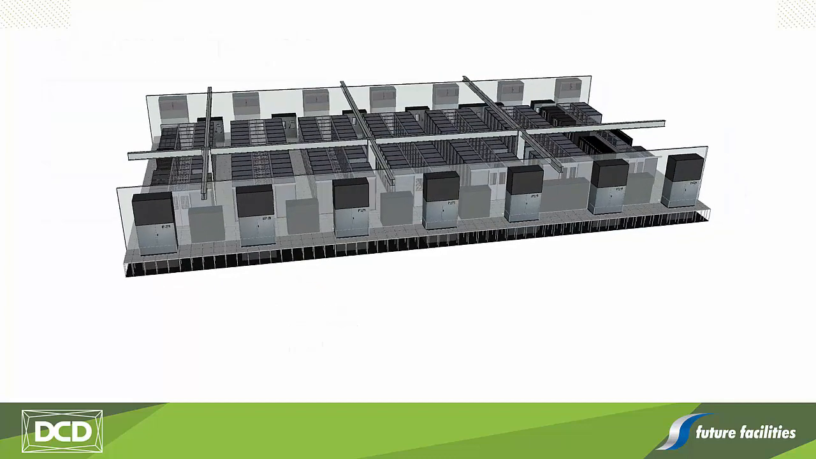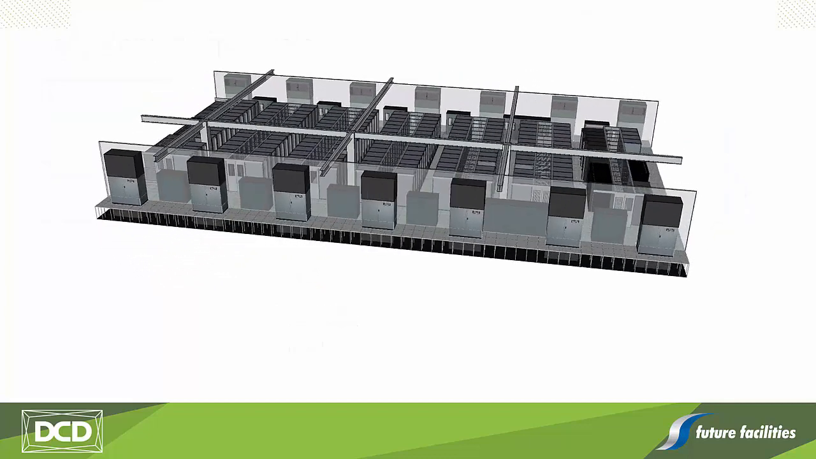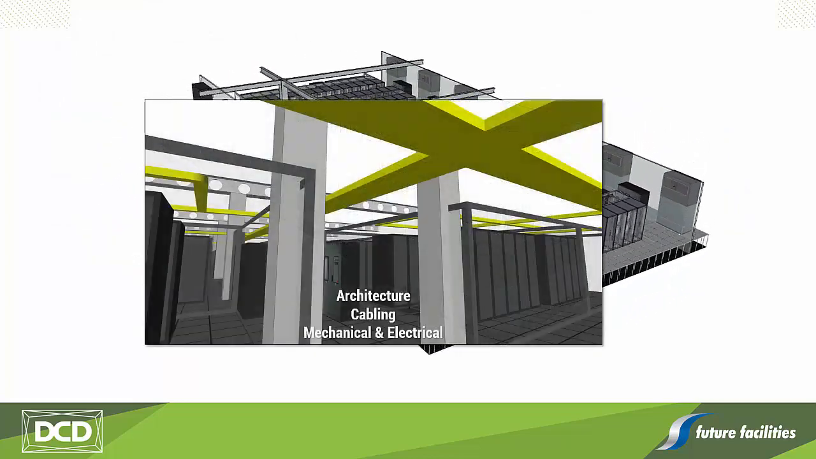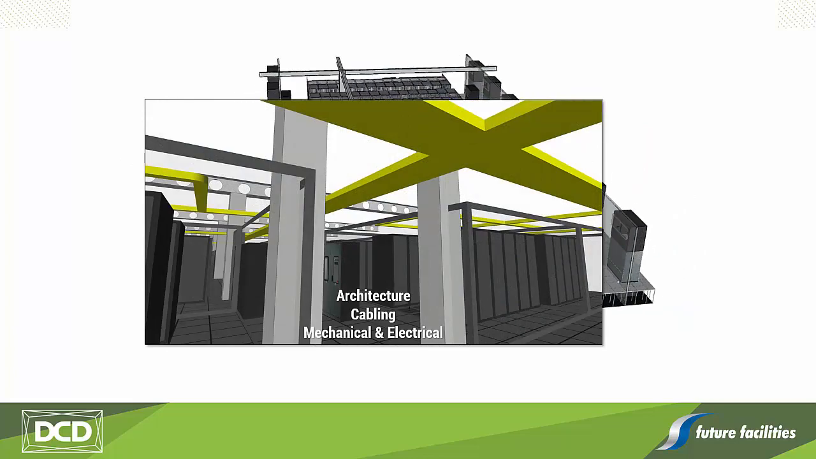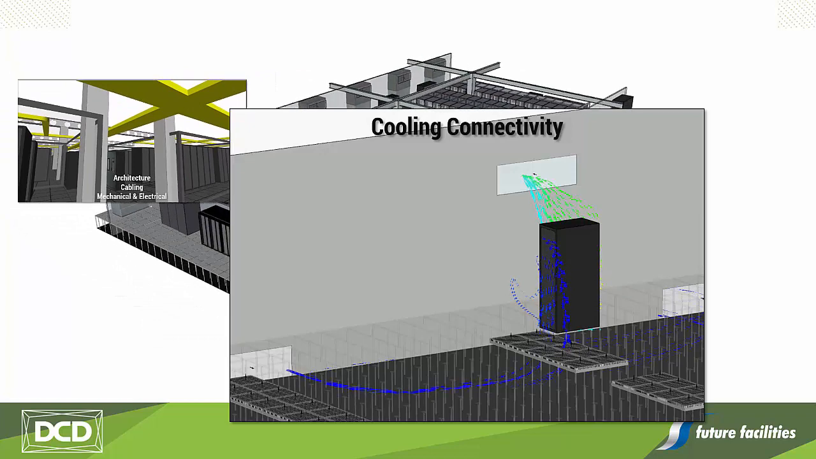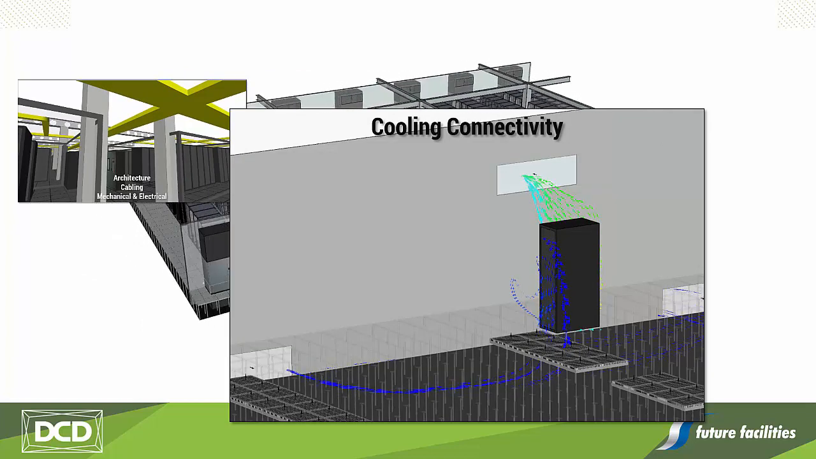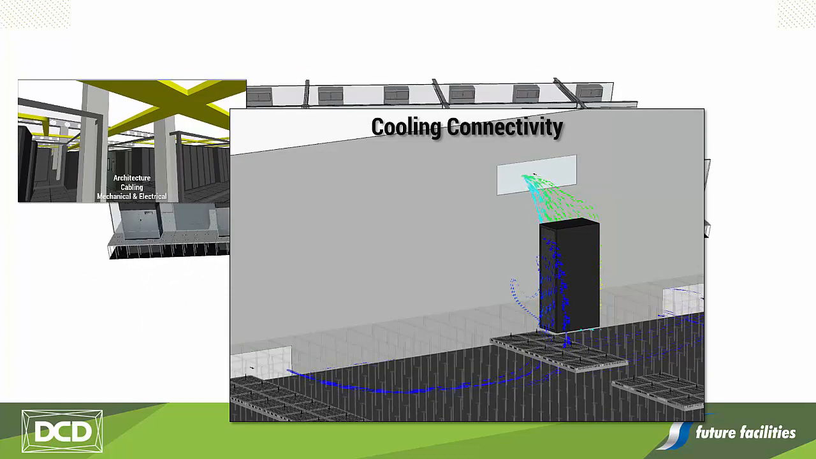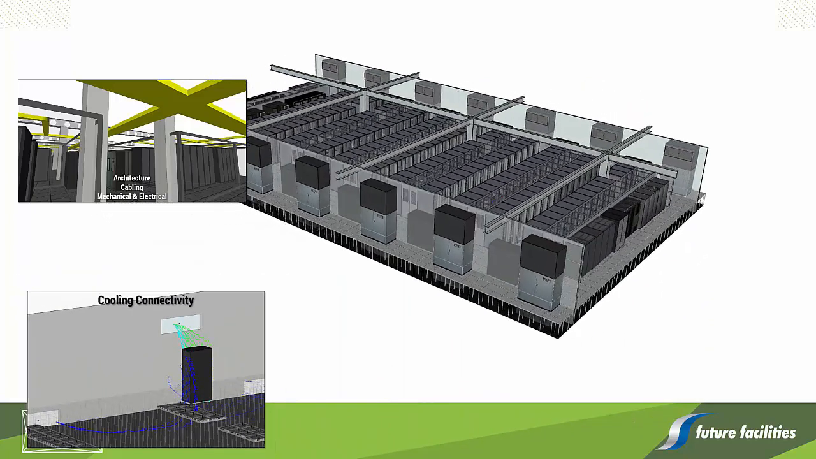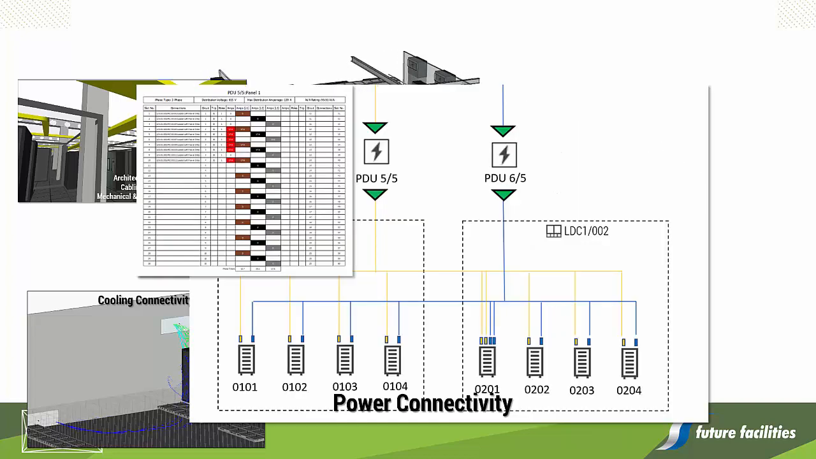So what does a physics-based model of a data center look like? Well, it's a full 3D representation of the space with all of the architecture, cabling, mechanical and electrical systems all built in. It has the cooling connectivity, so the physics of the cooling system, the connectivity from the cooling system to the load and then back to the cooling system. It has all the power connectivity built in, so from the incoming utility right down to the IT equipment that consumes that power.